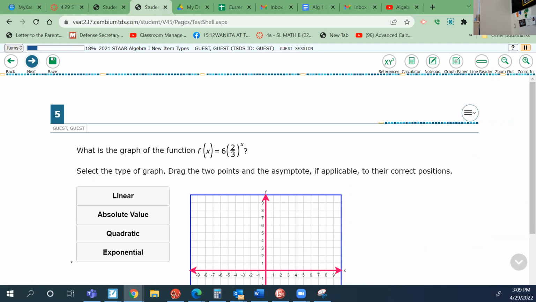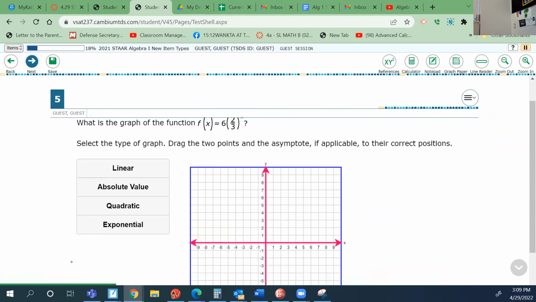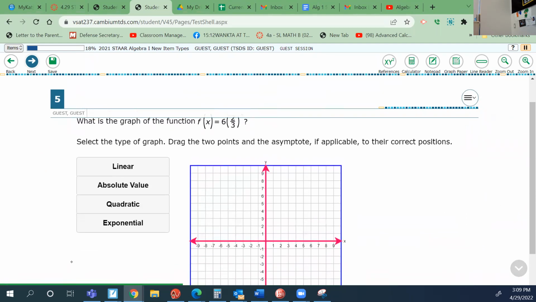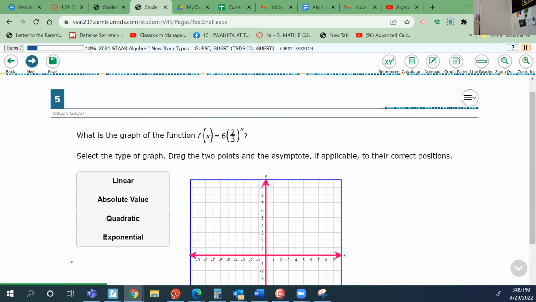Now, this is the one that I don't know how to get you guys to understand the different functions. And if you're not sure, it asks for a graph. Again, use a reference sheet. Let's go to my reference sheet now.